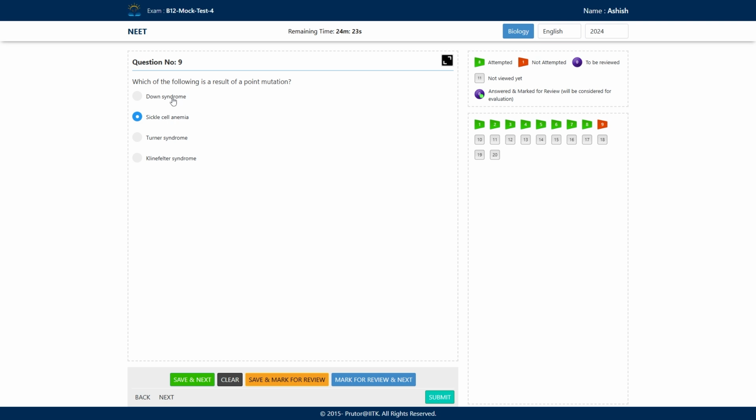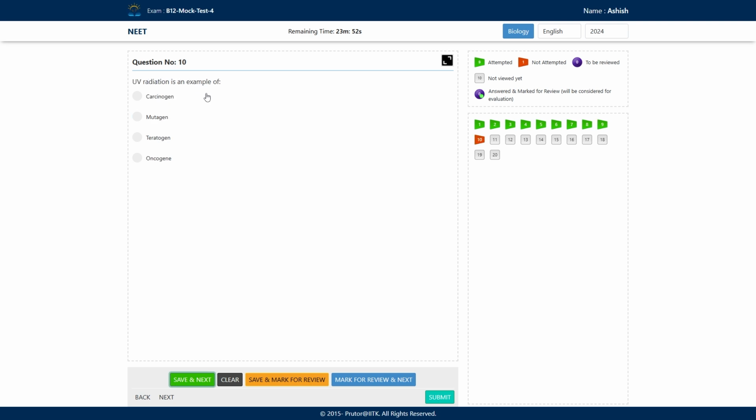Down syndrome is known as trisomy of the 21st chromosome. Here there are 3 copies of the 21st chromosome. Then you have Turner syndrome. Turner syndrome occurs in females, and these females lack one X chromosome. Klinefelter syndrome occurs in males who have an additional X chromosome. So except sickle cell anemia, all of the others are chromosomal disorders.